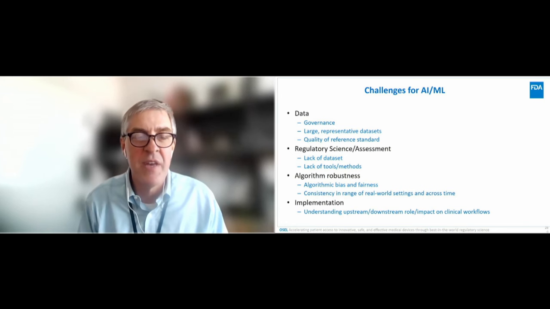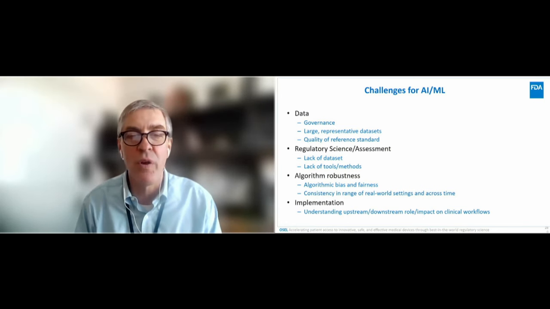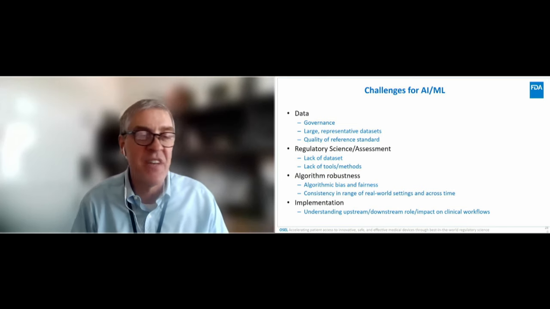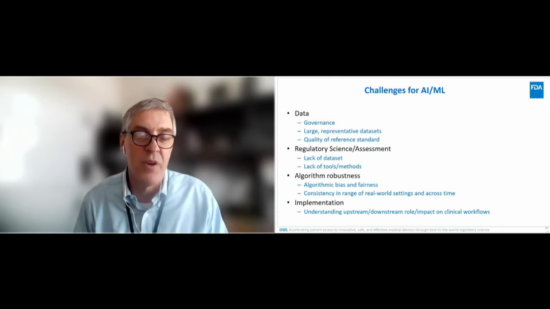Another, I think, underappreciated area is understanding the upstream and downstream role or impact of AIML in the clinical workflows. Again, really important considerations. You can have high-quality AIML that doesn't fit within the workflow and therefore isn't used effectively or isn't used at all in some of these situations. So thinking through those problems early in the process is really important. Next slide.